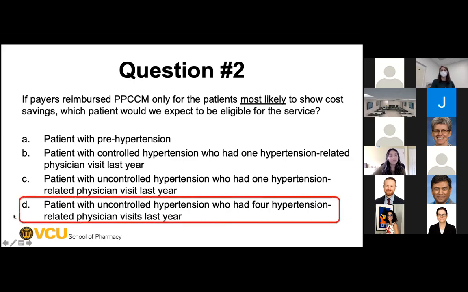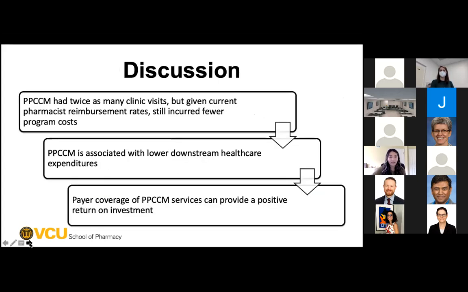For those of you who answered D, that is correct: a patient with uncontrolled hypertension who had 4 hypertension-related physician visits last year. So for the discussion, PPCCM had twice as many clinic visits, but given current pharmacist reimbursement rates, they still incurred fewer program costs. PPCCM is associated with lower downstream healthcare expenditures, and payer coverage of PPCCM services can provide a positive return on investment.